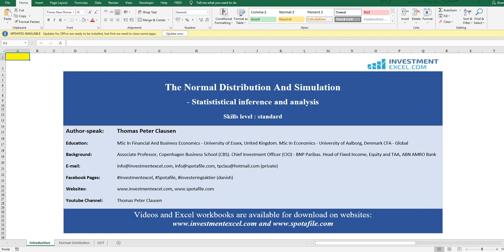It's a topic, I would say, on a basic level, at least for the most part of it, but there are some references to the central limit theorem that could be challenging. If you're not too familiar with the central limit theorem and the normal distribution, I refer to other sessions I have made on Investment Excel.